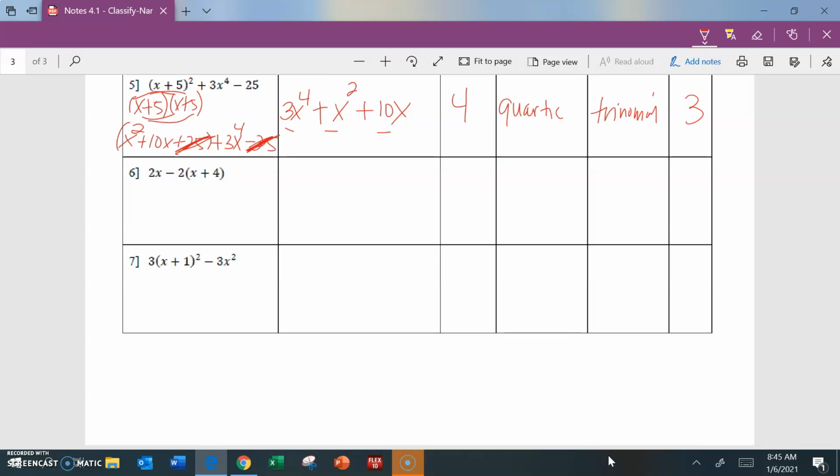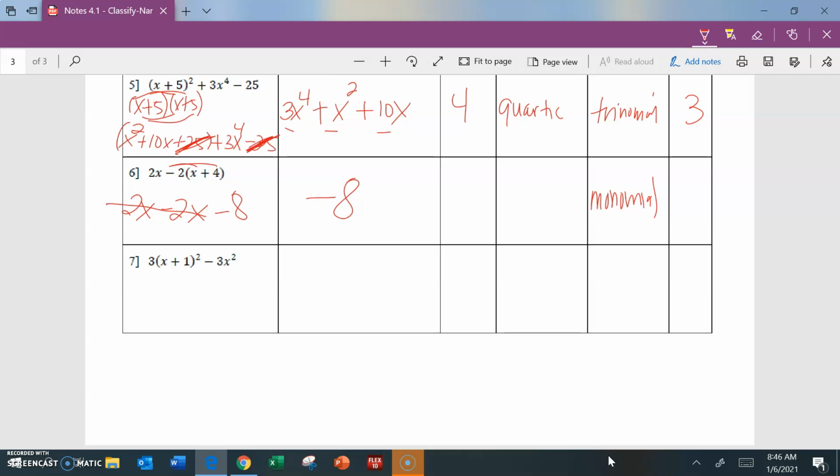Number 6. So all we have to do here is distribute this negative 2. So we have 2x minus 2x minus 8. So the reason I put this one on here is because your 2x and your minus 2x cancel, you're literally left with the expression of negative 8. And that is a polynomial, believe it or not, as in it's a monomial, I should say. So this has one term, so it's a monomial, okay?